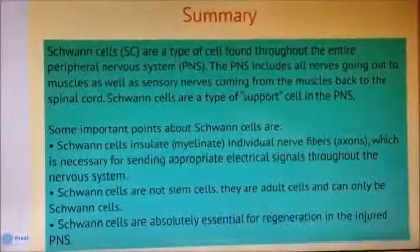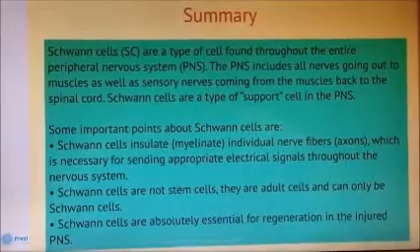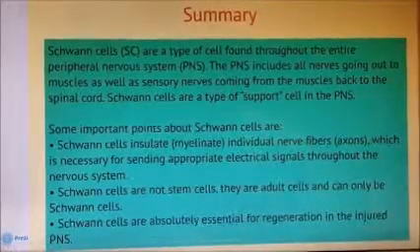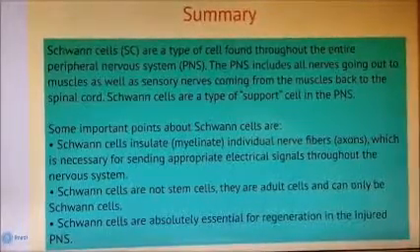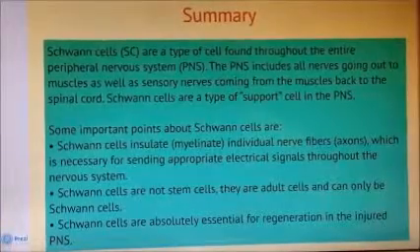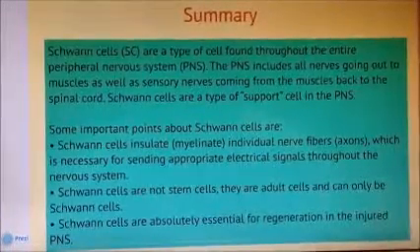Schwann cells are not stem cells. They are adult cells that can only be Schwann cells. Schwann cells are absolutely essential for regeneration in the injured peripheral nervous system.